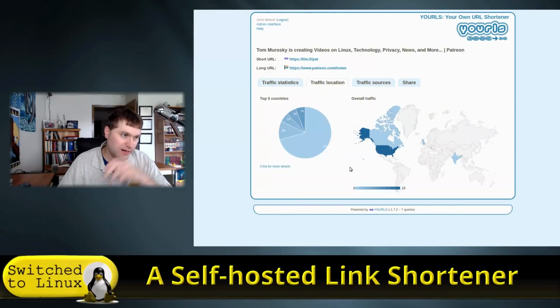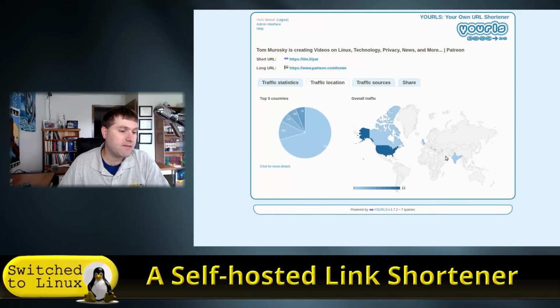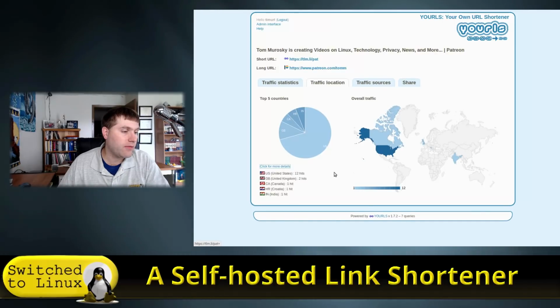So here is our location. Here I can see the various countries and the color map to see which countries are clicking on things. And then here is United States, United Kingdom, Canada, Croatia, and India each have a hit.